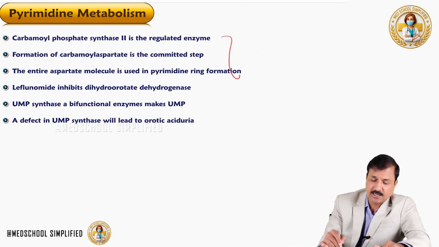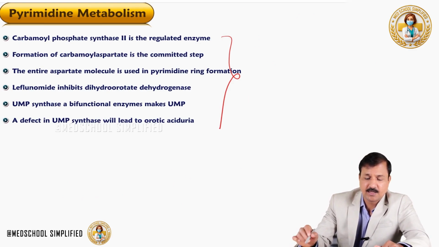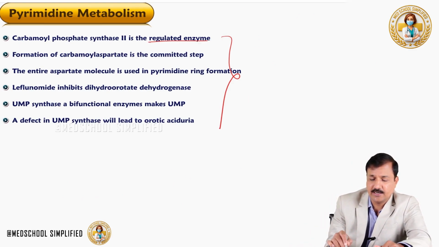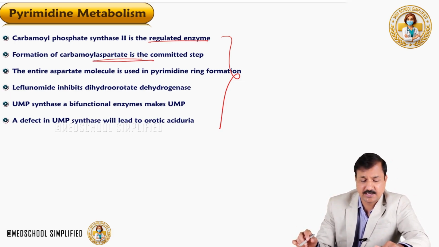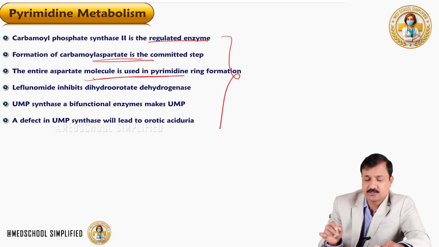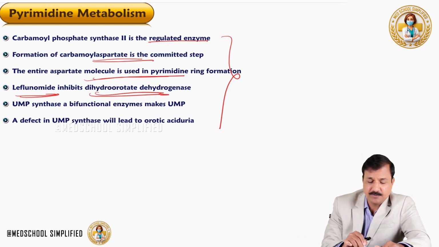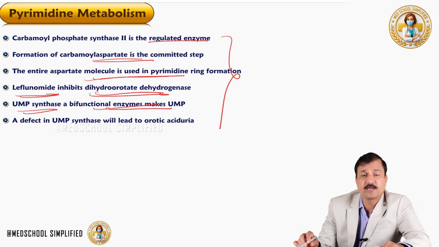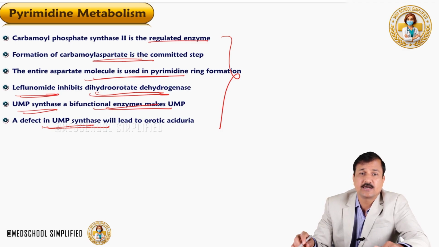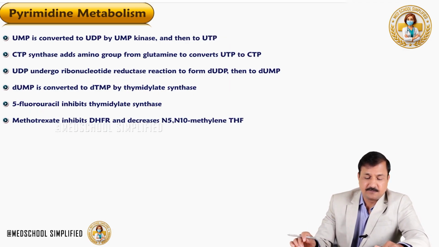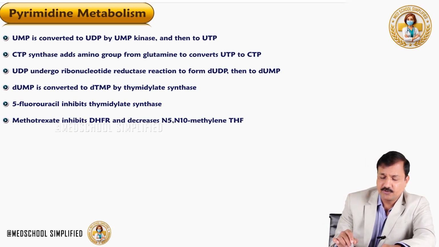So all the steps that I have explained so far, I have written here. Carbamoyl phosphate synthetase 2 is the regulated enzyme, and formation of carbamoyl aspartate is the committed step. That's the second step. The entire aspartate molecule is used in the pyrimidine ring formation. Leflunomide inhibits dihydroorotate dehydrogenase enzyme. UMP synthase is a bifunctional enzyme that makes UMP, and a defect in UMP synthase will lead to orotic aciduria. Remember that. Now, UMP is converted to UDP by UMP kinase, and then UTP is made.